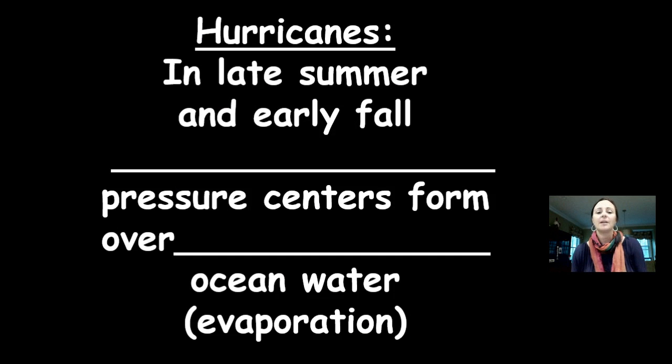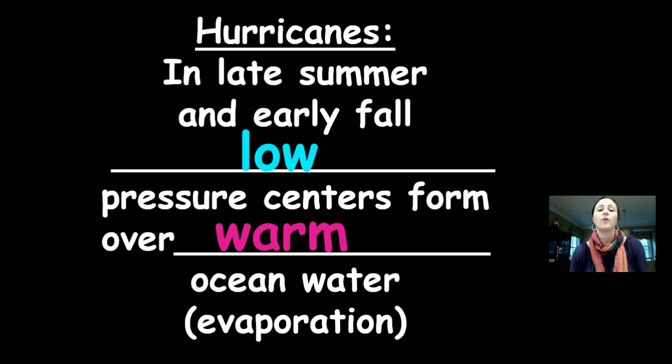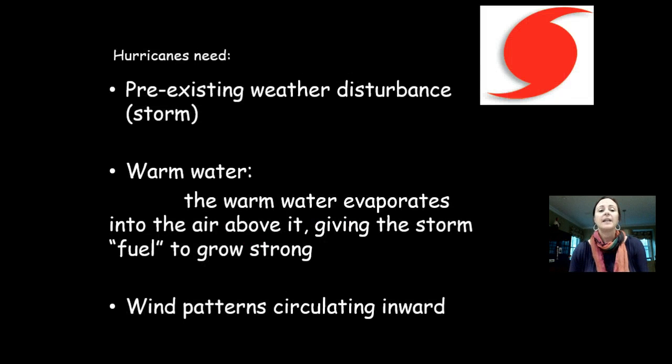Hurricanes form late in the summer and early fall, and they are low pressure centers that form over warm water. Now, hurricanes need pre-existing weather disturbances already forming, and they need the warm water. The water from the ocean will evaporate up, and it will actually give fuel to the storm that's already existing. You combine that with wind patterns in a circulating inward pattern, and you have the makings of a hurricane.